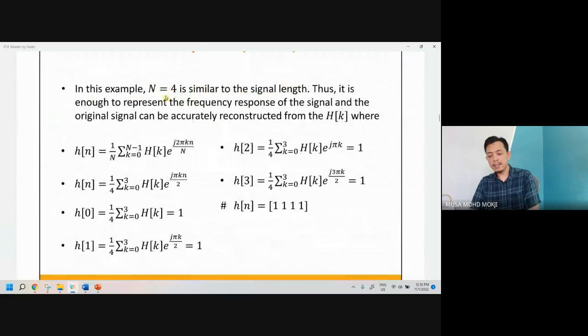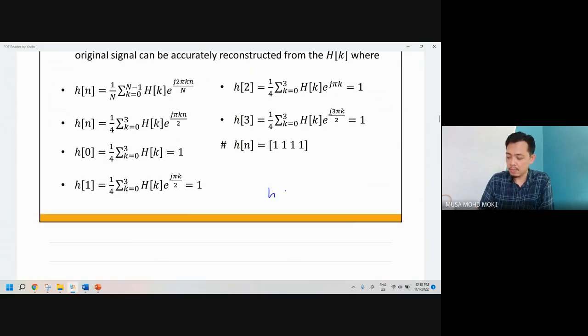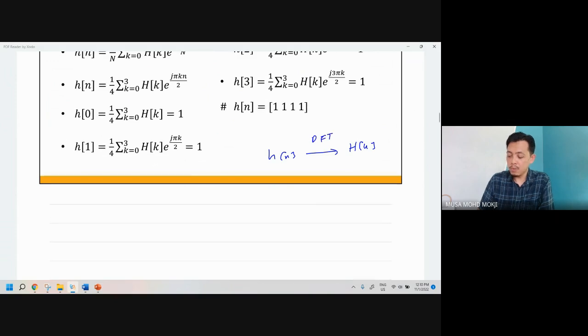In this example, N equals 4, which is similar to the signal length. Thus, it is actually enough to represent the frequency response of the signal, and the original signal can be accurately reconstructed. Reconstructed means doing the inverse DFT, the inverse Fourier transform, from H[k]. What we have done is h[n] to H[k], which is the DFT. Now what we will do is go from H[k] to h[n]. This is the inverse DFT.